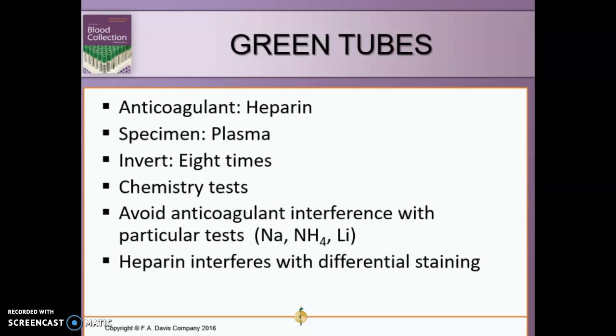Now we're going to talk about the green tube. The anticoagulant here is heparin, combined with sodium lithium. The blood type is plasma with an 8-time inversion rate. It is a chemistry test.